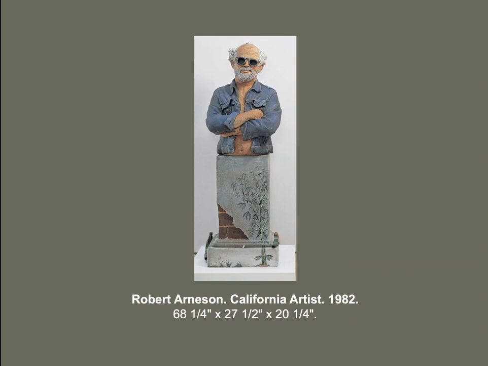Robert Arneson also used modeling in his work. He used an armature, which is a rigid inner support used to prevent sagging. And he looked at all his artwork as a self-portrait, and this one is more literal than some of his, being a self-portrait of the artist.